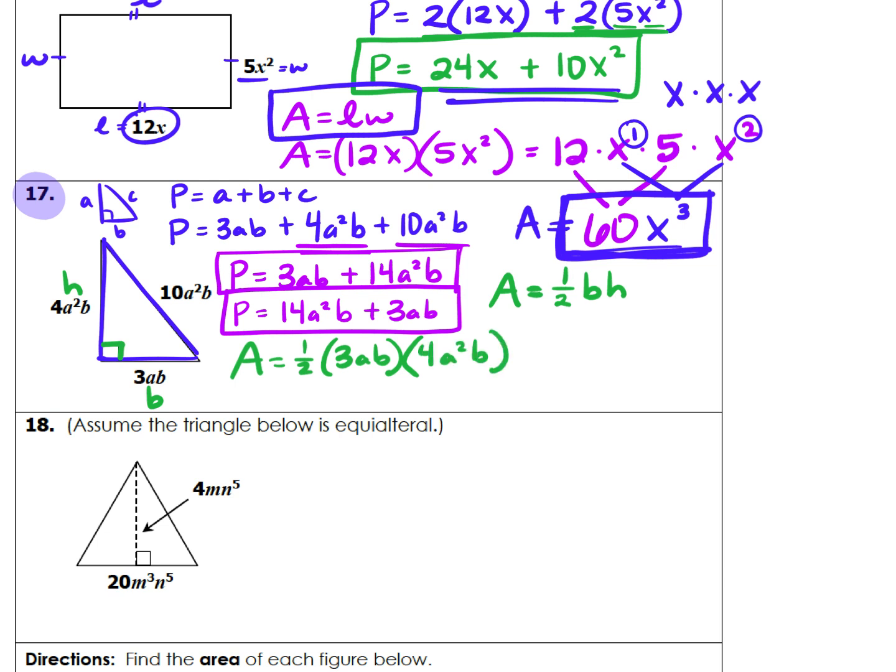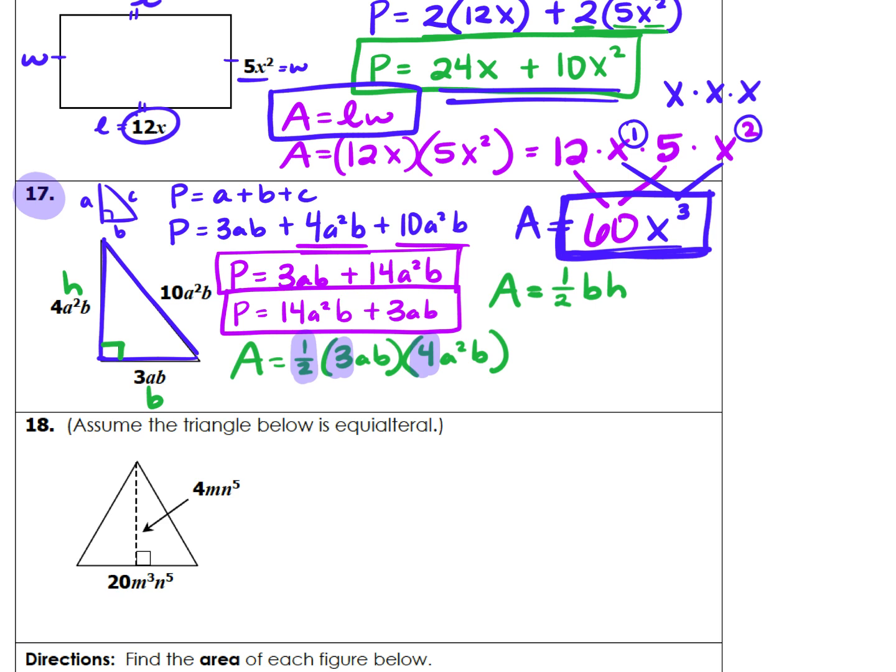And now, just like we did on the rectangle, there's no addition here. We're not adding the 3 and the 4. We're not adding the A and the A squared. We're multiplying all of these things. So really what you're looking at is taking all the numbers and multiplying them together. So 1/2 and 3 and 4.